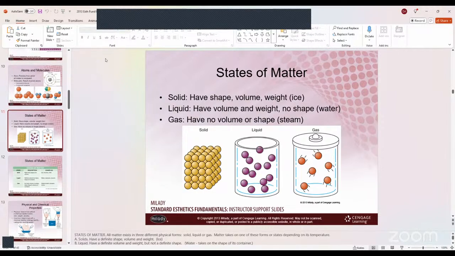And then you have a liquid. It has volume. It can fill up a glass or a tub or a pool, and it has weight.